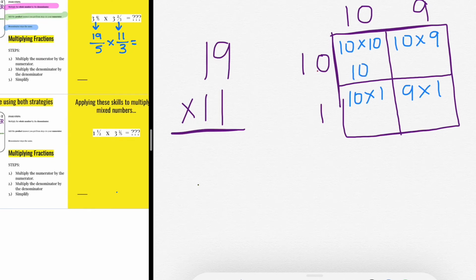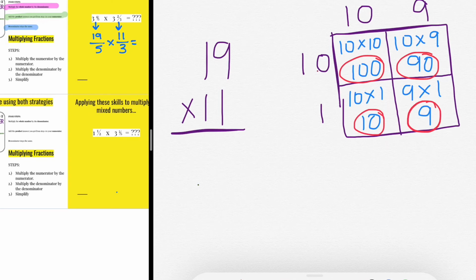10 times 10 is 100. 10 times 9 is 90. 10 times 1 is 10, and 9 times 1 is 9. The next step is to add all of these together. And so what that means is I take each of my products that I have found in the boxes and add them up in my partial product.